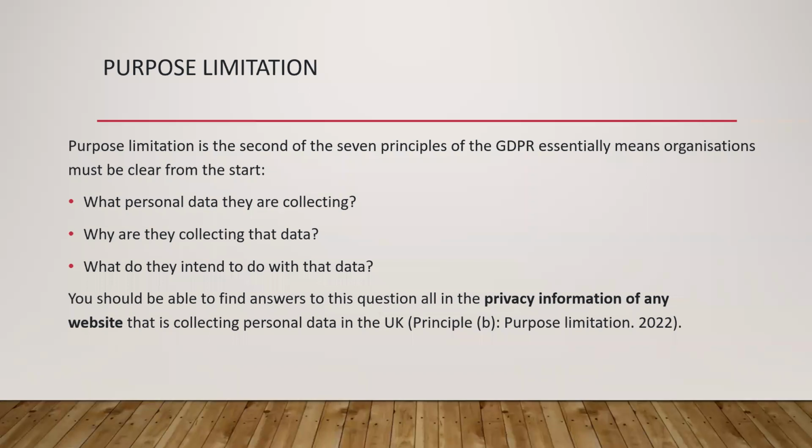Purpose limitation is the second of the 7 principles of GDPR. Essentially, this means organizations must be clear from the start what personal data they are collecting, why they're collecting it, and what they intend to do with the data. You should be able to find answers to these questions in the privacy information of any website that is collecting personal data in the UK.